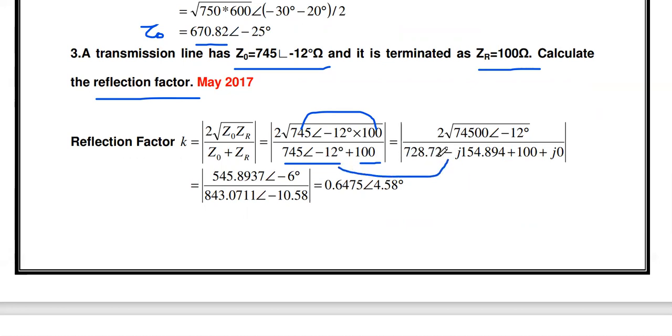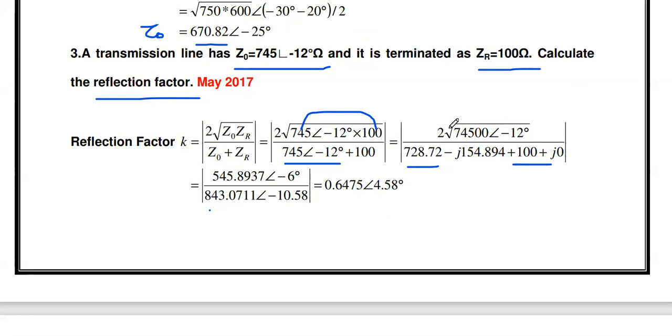The 745 with angle minus 12, converted into rectangular, is 728.72 minus j154.894. And 100 in rectangular means 100 plus j0. After converting to rectangular we can add: the real parts add and the imaginary parts add. So that is 828.72 minus j154.894. Again we convert that rectangular form into polar, and we get 843.0711 with angle minus 10.58.